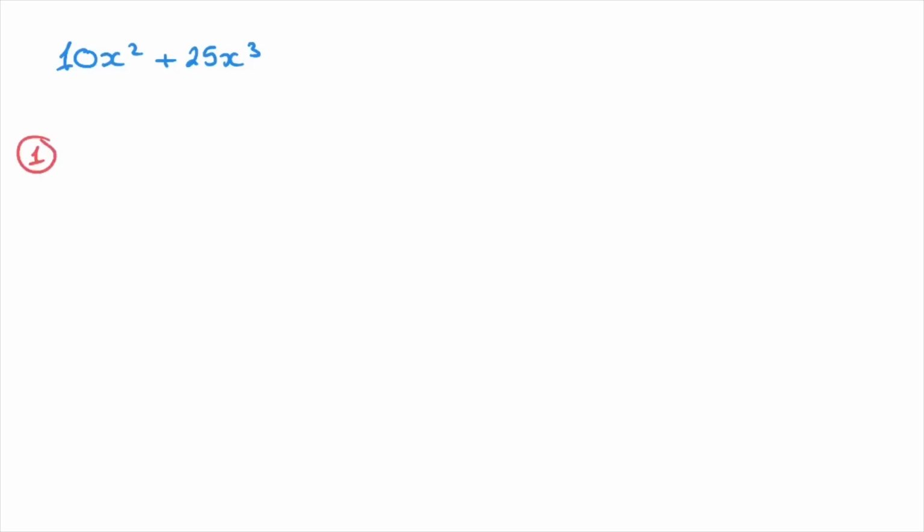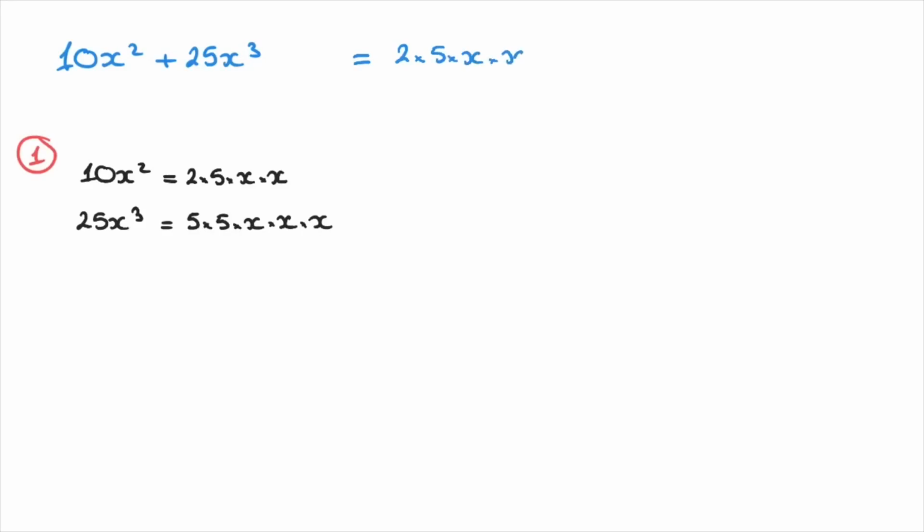Remember? Step 1, we write each of the two terms, 10x squared and 25x cubed, as a product of its factors. So 10x squared, well, that's equal to 2 times 5 times x times x. And 25x cubed, well, that's equal to 5 times 5 times x times x times x. So at this stage, the expression can be written as 2 times 5 times x times x plus 5 times 5 times x times x times x. And that's our first step done.